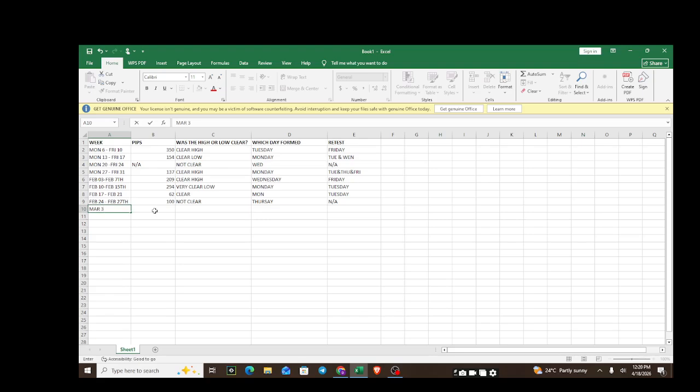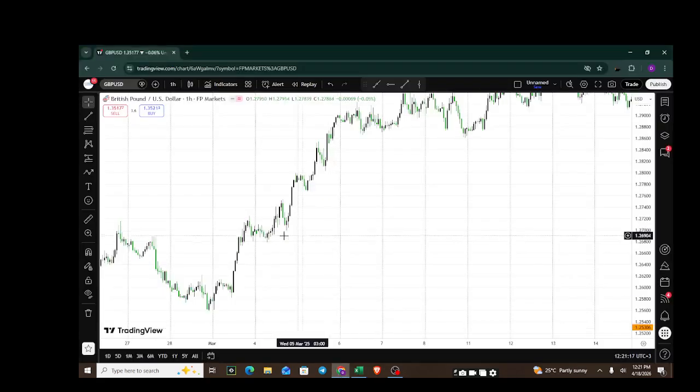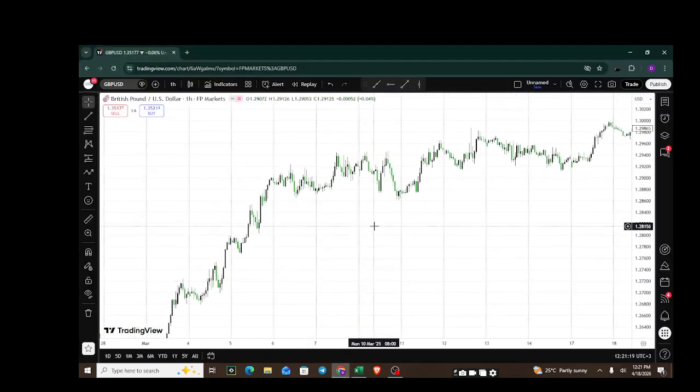So March 3rd to March 4th. We will not denote the number of pips because it was not clear. So that was also another not clear, so not available also. Even if it went how many pips, that would not have been a good trade, unless of course you used another way to get inside.